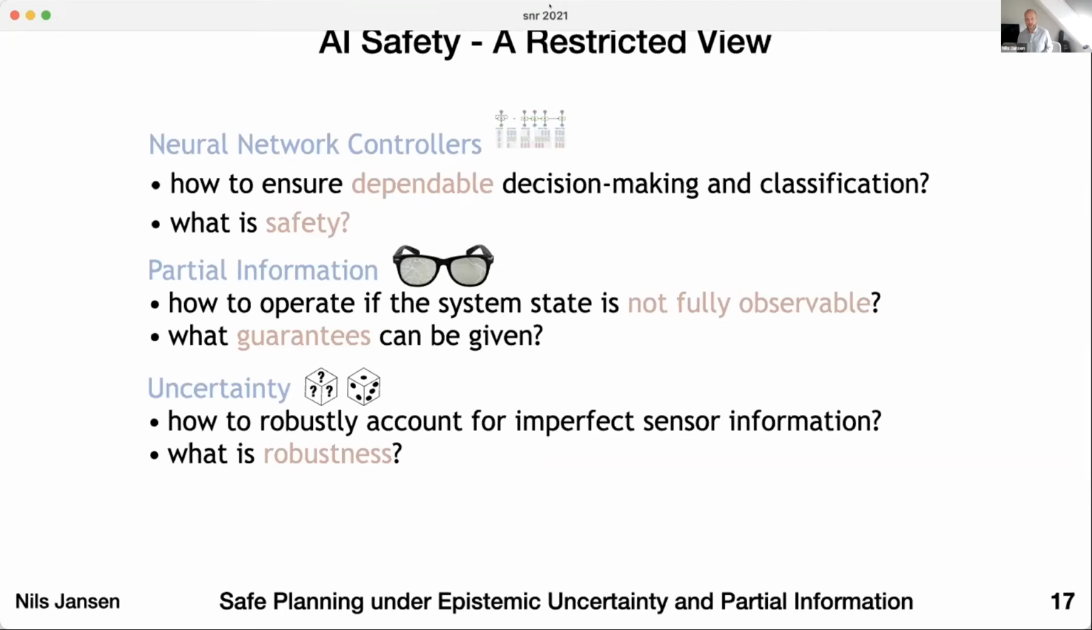Then we have uncertainty, and the question there is how to robustly account, against this uncertainty, for instance, for imperfect sensor information. And of course, we will clarify what robustness is. I mean, people say this all the time, we are robust, neural networks are robust, but we would specify exactly what this is here.